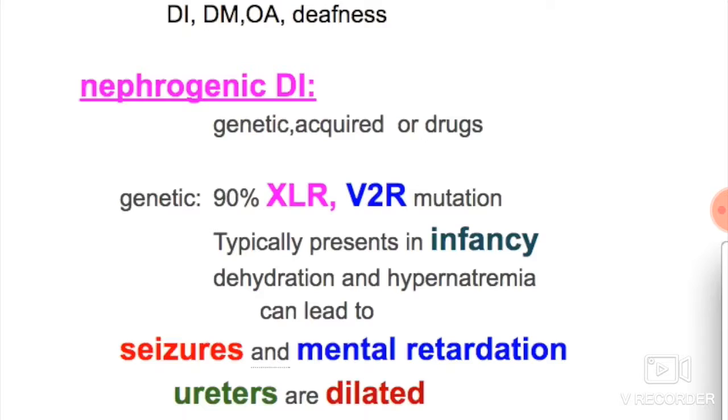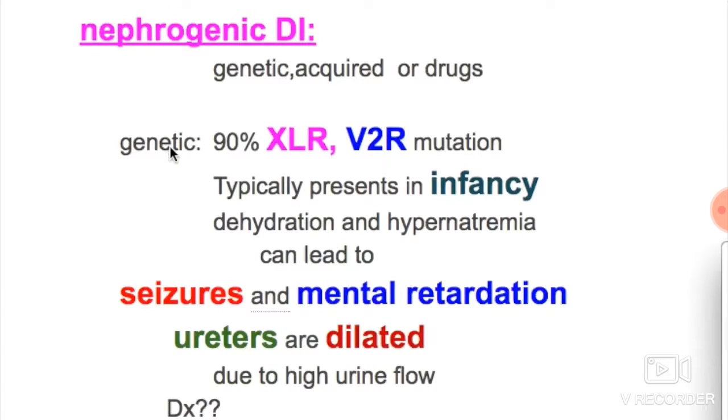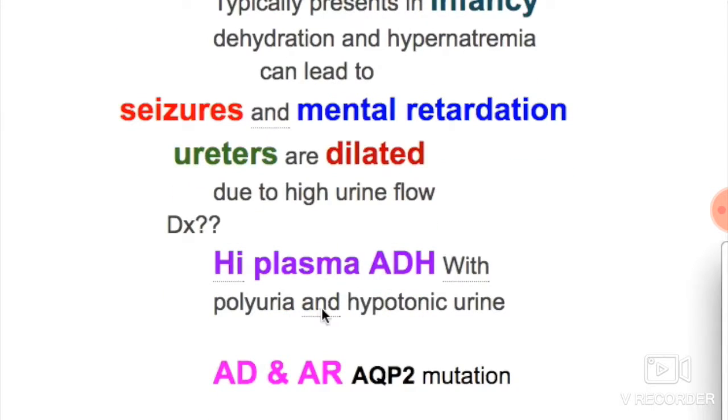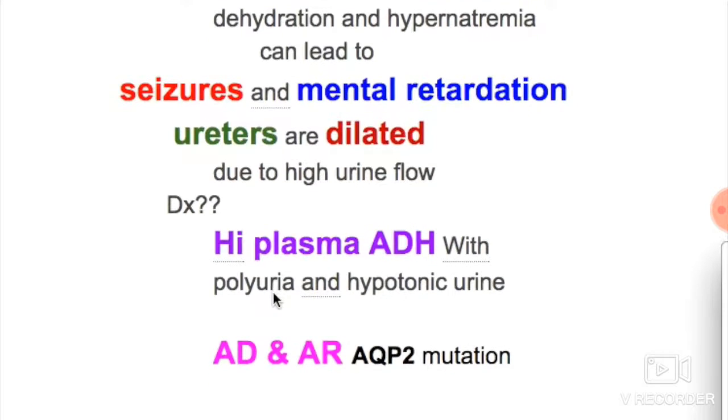The nephrogenic diabetes insipidus. There are three types of nephrogenic diabetes insipidus: genetic, acquired, or drug-induced. What's the cause of genetic nephrogenic diabetes insipidus? 90% of cases are due to the X-linked recessive variety with mutation in the vasopressin 2 receptors. And when does it present? Unlike the genetic form of central diabetes insipidus, the nephrogenic genetic form typically presents in infancy. Dehydration and hypernatremia can lead to seizures and mental retardation. The ureters are dilated due to high urine flow. And how the diagnosis is done: high plasma ADH with polyuria and hypotonic urine with hypernatremia.